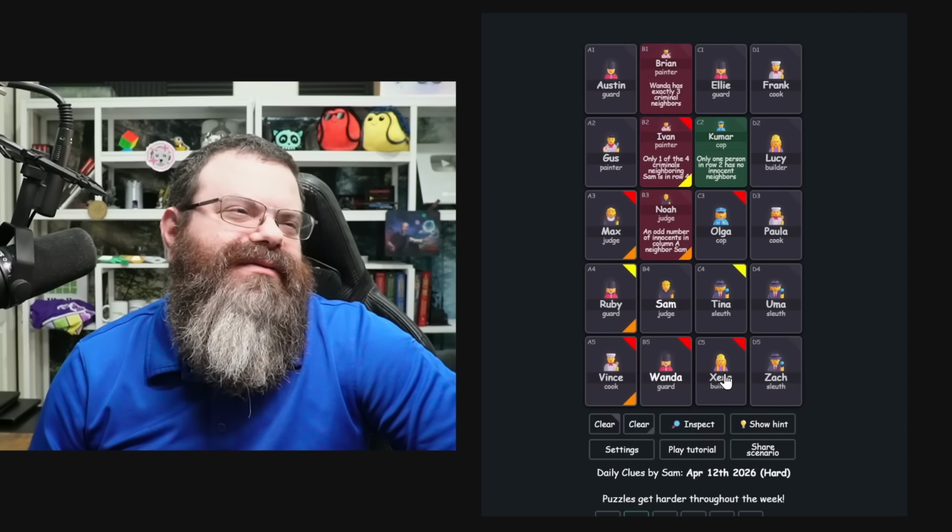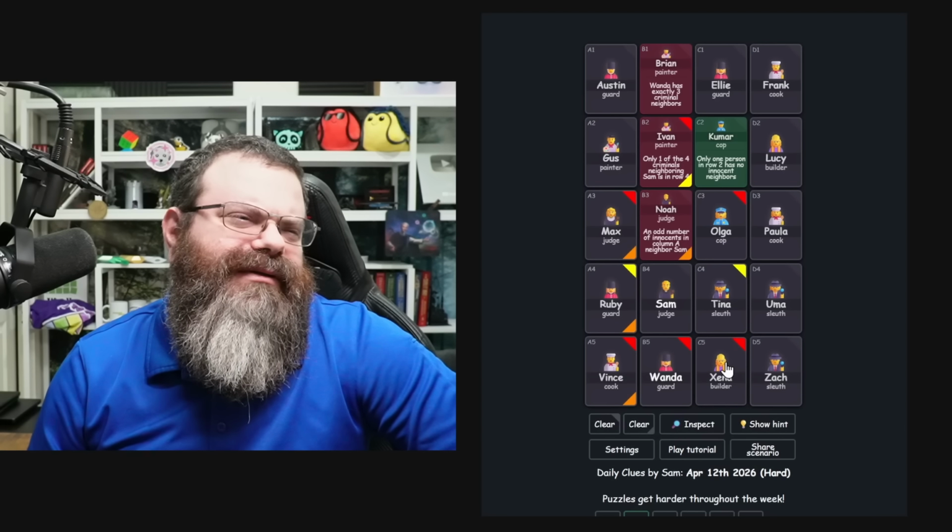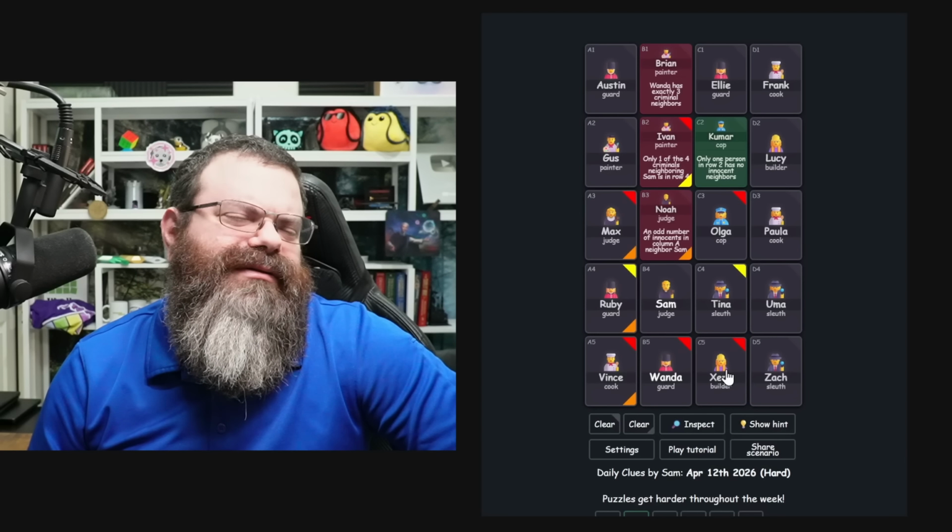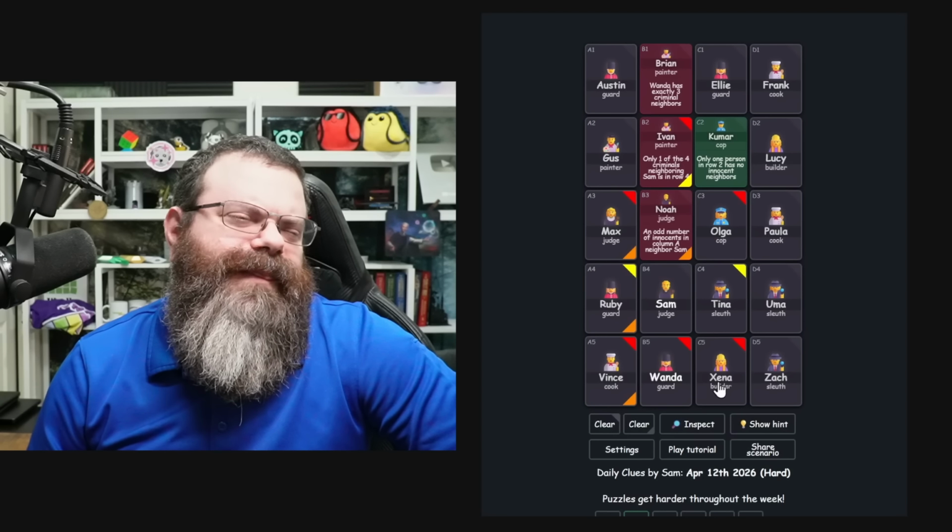Wait, Wanda has 3 criminal neighbors. So if these 3 are innocent, then Wanda would need Sam, Tina, and Xena to be criminals. I feel like that's what we're supposed to figure out: if these three were innocent, these three are guilty. These three are criminals. And if that's the case, Sam has 1, 2, 3. And either it gets Wanda, Olga, or Max.